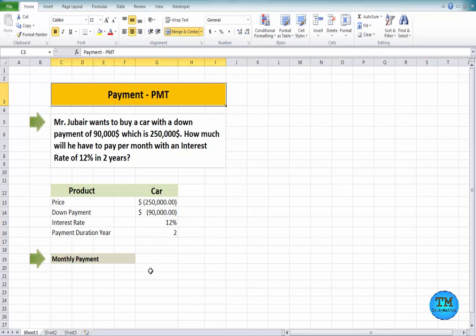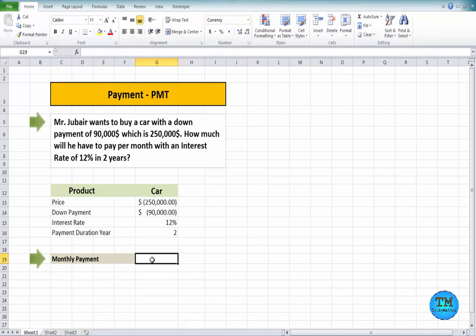You can see here the main price of the car, down payment, interest rate and payment duration. Here we will find the monthly installment through PMT using the above information here.